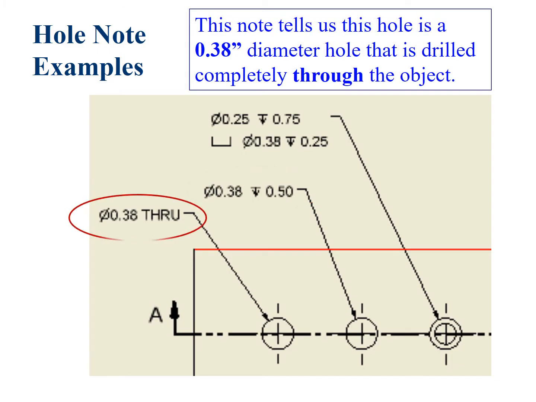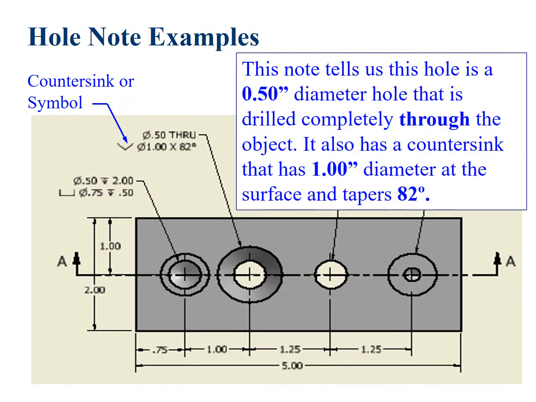This note tells us this hole is a 0.38 inches diameter hole that is drilled completely through the object. This note tells us this hole is a 0.5 inches diameter hole that is drilled completely through the object. It also has a countersink that is 1 inch diameter at the surface and tapers 82 degrees.